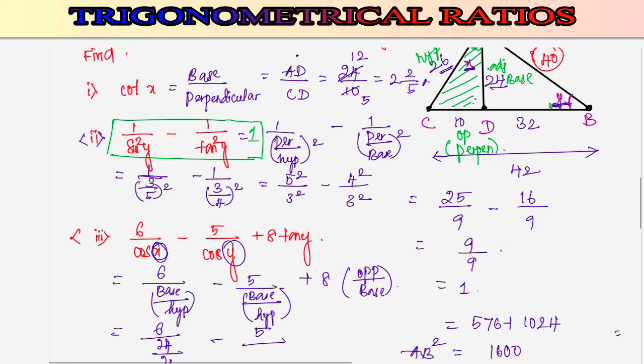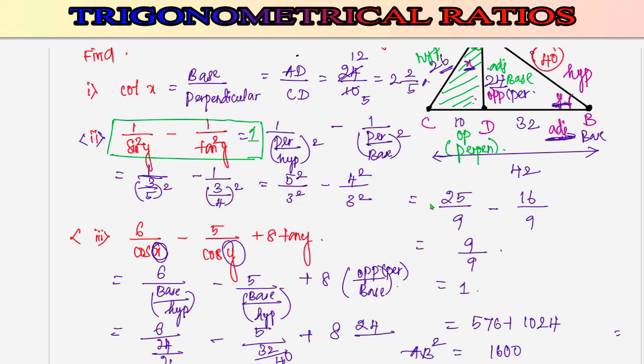Now I am going to consider the second triangle. In the second triangle, this is the opposite side, this is the hypotenuse side and this is the adjacent side. The adjacent side is the base. So the base is 32 divided by hypotenuse side 40, plus 8 into opposite side divided by base. The opposite side is nothing but the perpendicular. So the perpendicular we have is 24 divided by base value 32. So we have written all the values.